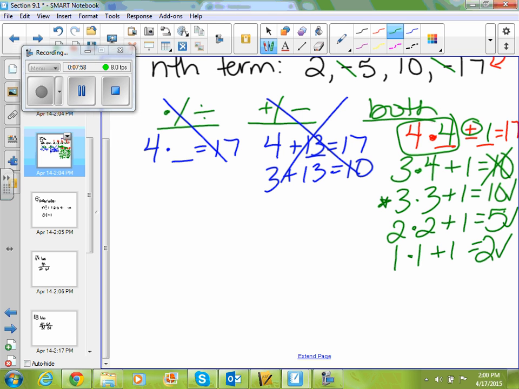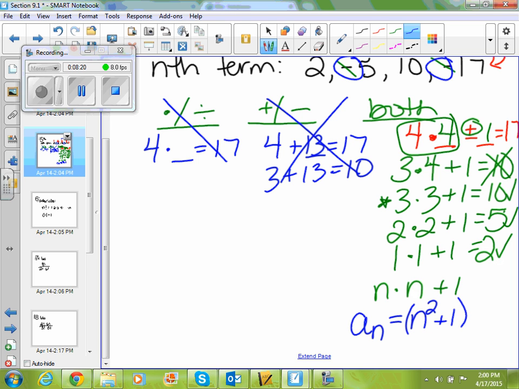So I know that my pattern is n times n plus 1, where I'm taking the n's times themselves and then adding 1. So I know my sequence then is a sub n equals n squared plus 1, as n times n is n squared. But I also know that I was ignoring my negatives until this point. And so whenever you have negatives in your sequence, you know you have negative 1 to the nth power as part of your sequence. So whenever they alternate negatives, then also include that part at the end.